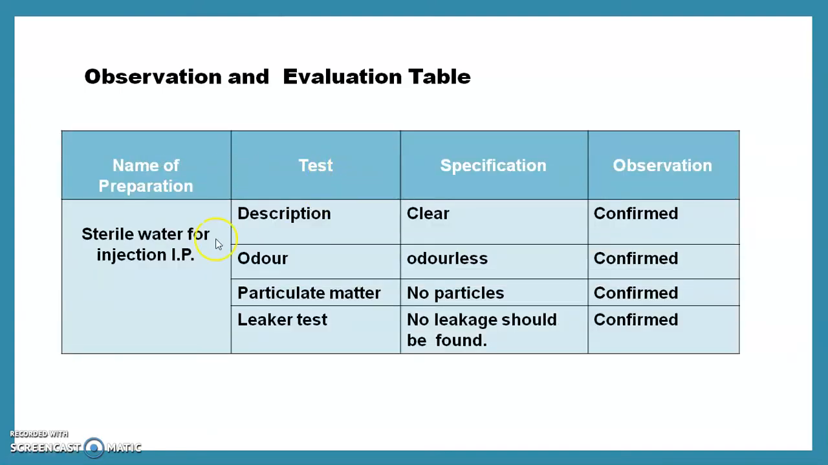The observation and evaluation table contains the name of preparation, that is sterile water for injection IP. Test, description: it is clear, we confirm that test. Odor: it's odorless, we confirm that test. The next test is the particulate matter test, no particle found, we confirm that test. Leakage test, no leakage found, we confirm that test. In this way we confirm all the tests, all the evaluations pass.